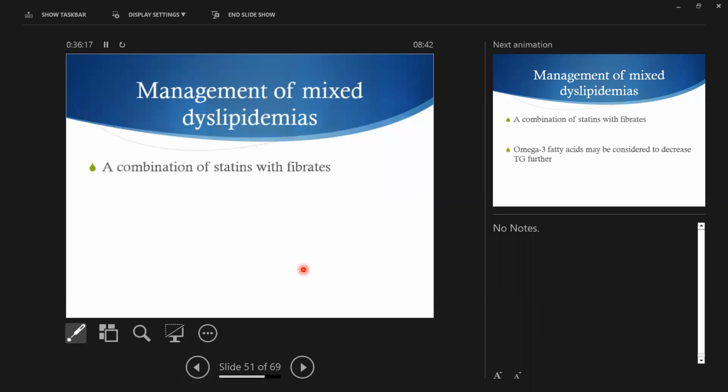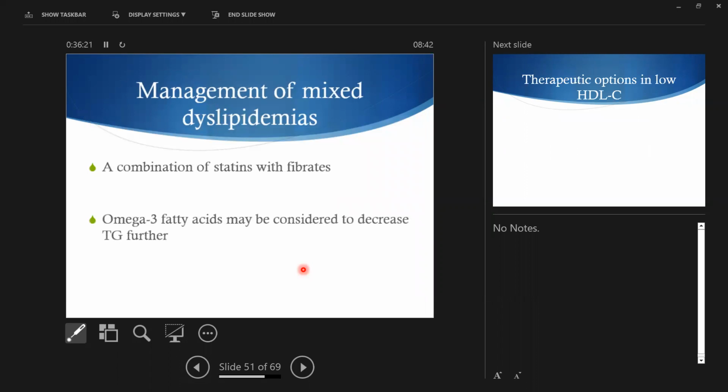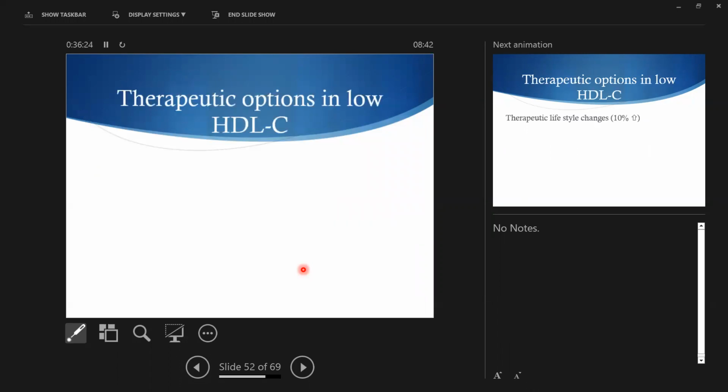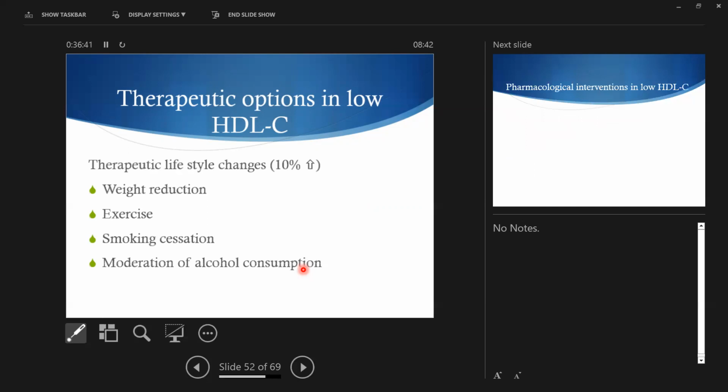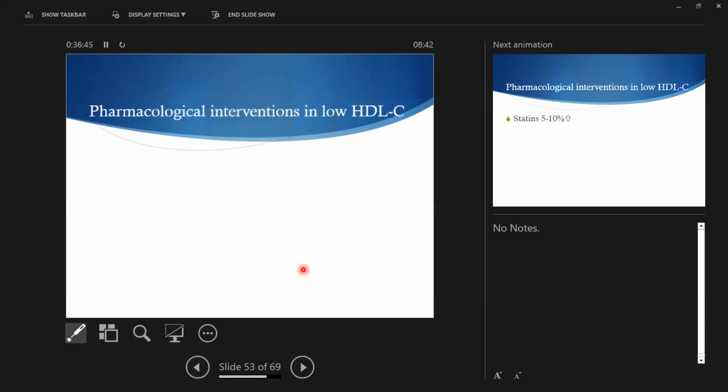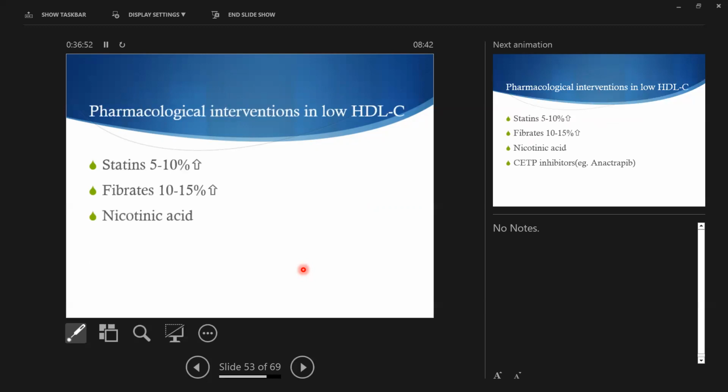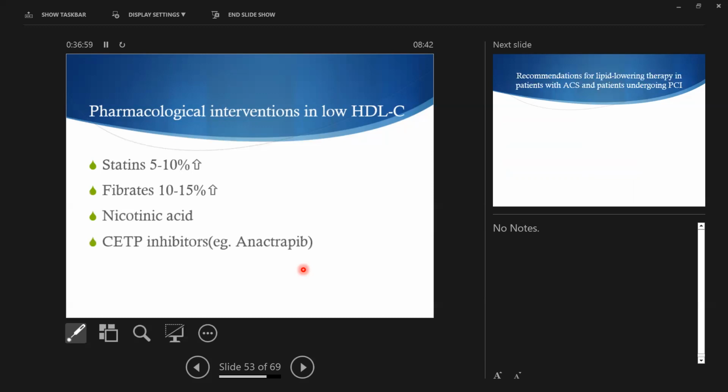Management of mixed dyslipidemias: combine statin with fibrate, and omega-3 fatty acids as an add-on. For HDL, there are no really effective medicines. Some newer drugs are there. The initial management is by therapeutic lifestyle changes, which cause a 10% increase in HDL: weight reduction, exercise, smoking cessation, and moderation of alcohol consumption. For pharmacological intervention, statins can produce a 5 to 10% increase in HDL. Fibrates can produce a 10 to 15% increase. Nicotinic acid was used to increase HDL, but it is not being used nowadays. And with newer drugs like CETP inhibitors, the initial few drugs in this class were abandoned because of serious side effects. Now one new molecule is available.